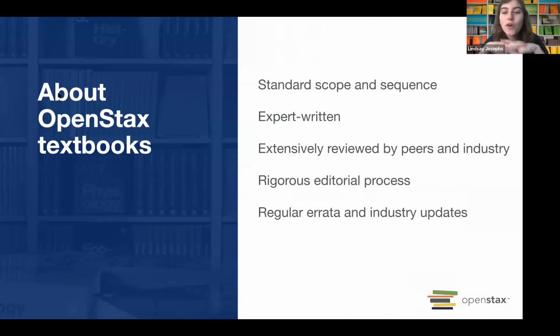As I mentioned before, one of the main components of Openstax is that we offer over 45 textbooks in the areas of math, science, business, the humanities, the social sciences, and college success. All of our books are designed to meet the standard scope and sequence requirements of their respective courses and are written and reviewed by industry experts. Additionally, each of our books also goes through a very rigorous editorial process to ensure that the content is up to date, easy to understand, and representative of diverse audiences. Lastly, each of our books receives regular editorial updates.